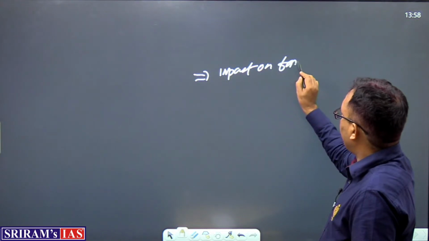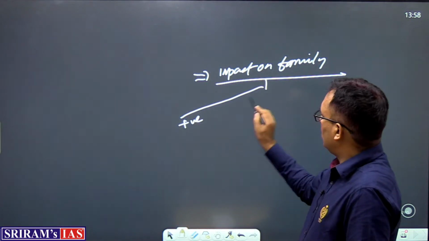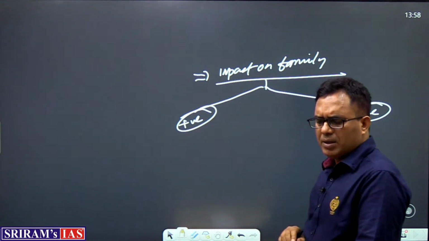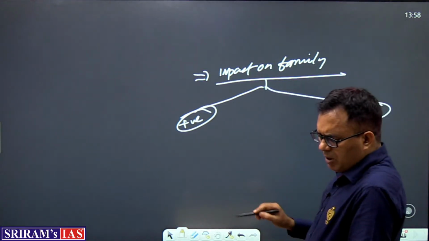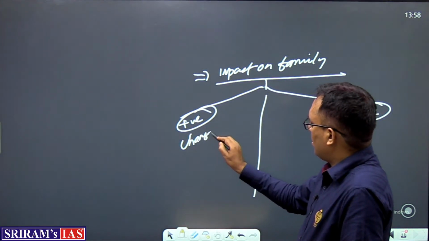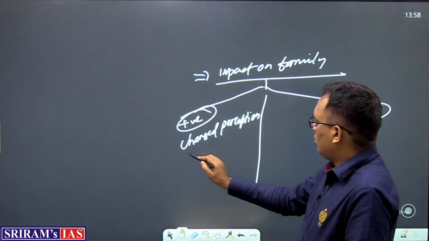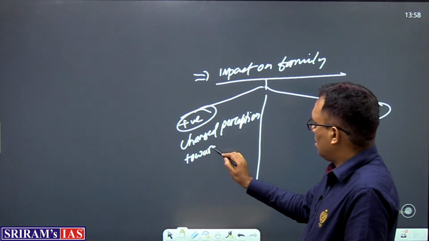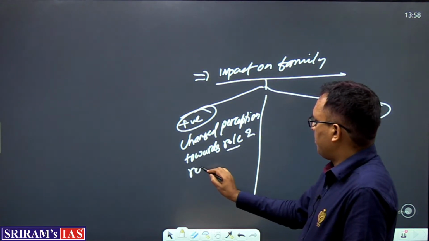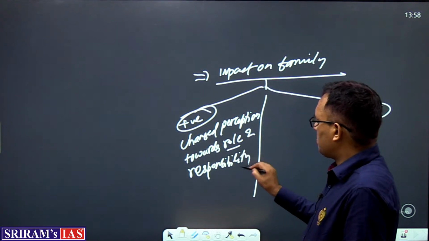Impact on family. Again, we can say positive impact and negative impact. Positive impact, when we talk about it, first we can say the changed perception towards family, changed perception towards role and responsibility.